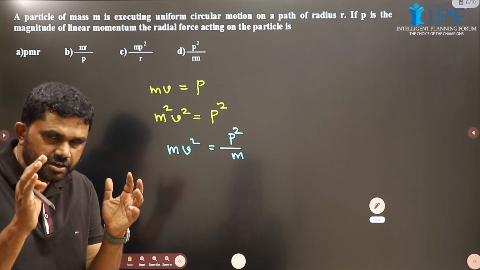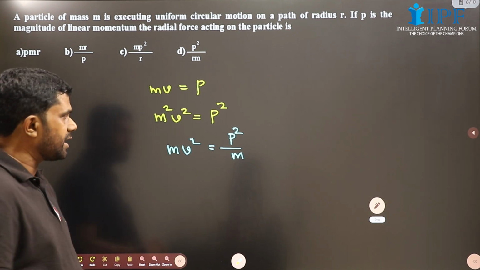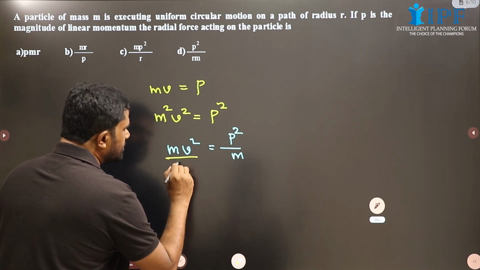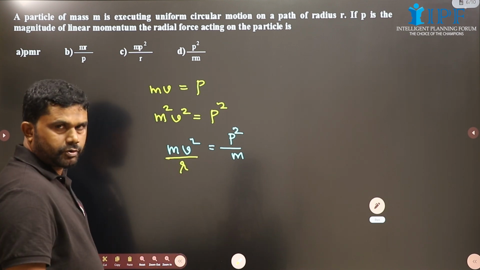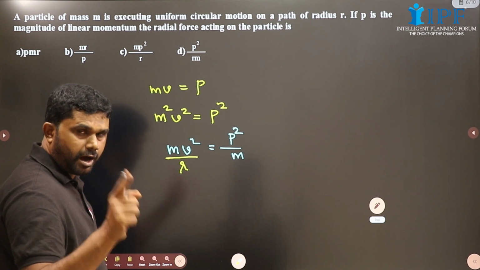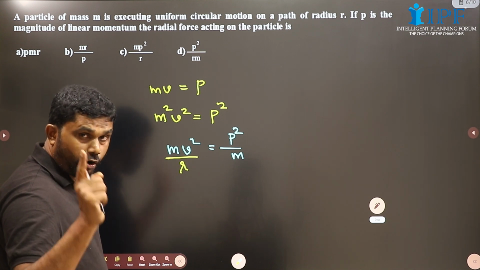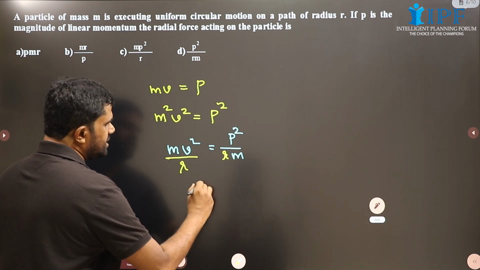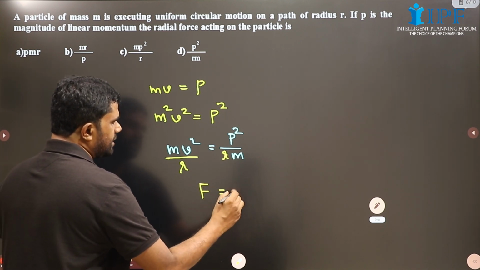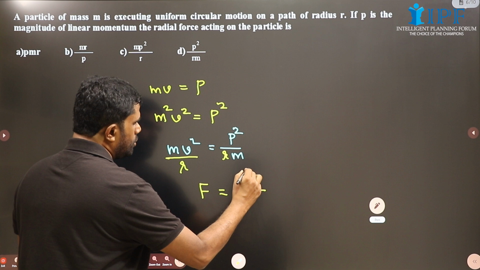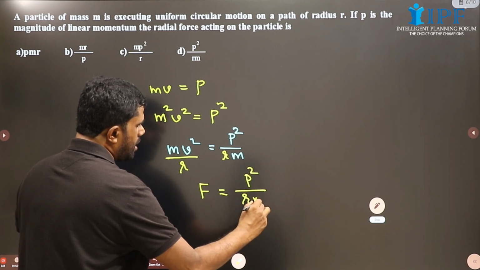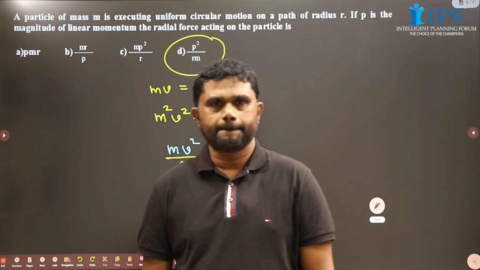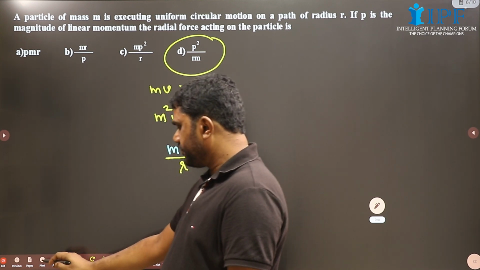The expression for centripetal force is mv square by r. Here we have mv square. So divide this by r. If you divide left side by r, you have to divide right side also by the same factor r. Now the expression on the left side is centripetal force. So this is equal to p square over rm. So here we have p square over rm. Now let's see what we have next.